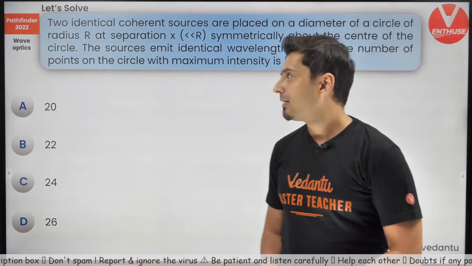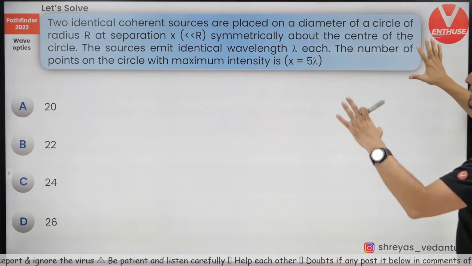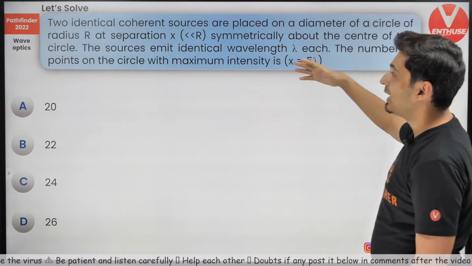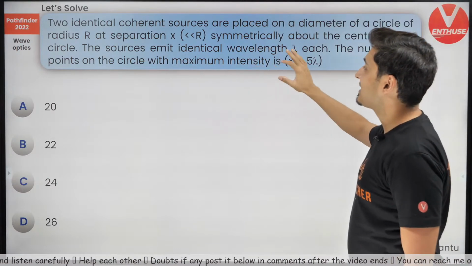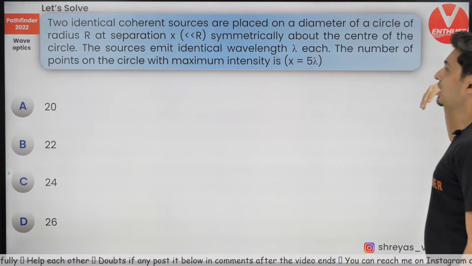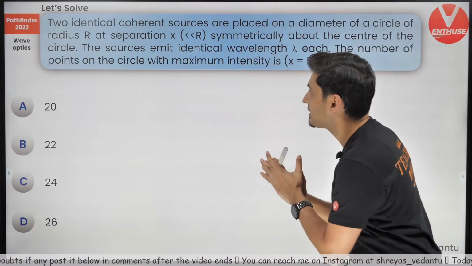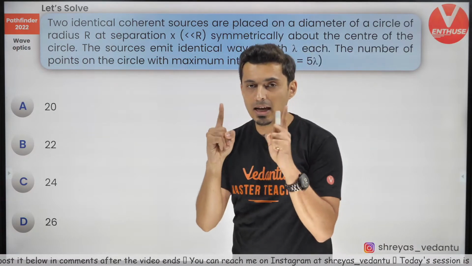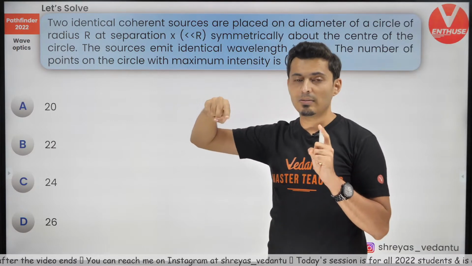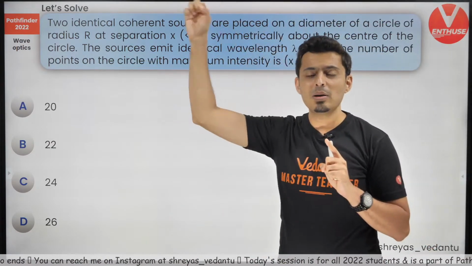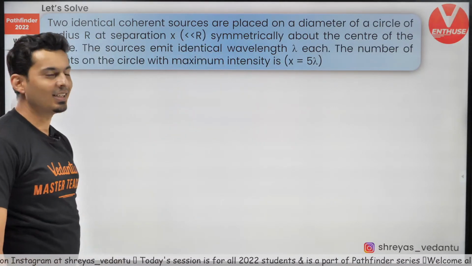So what do we have over here? Wow, this is a question on circles. Two coherent sources are placed on the diameter of a circle of radius r. Separation is given, and the sources emit identical wavelengths each. The number of points on the circle with maximum intensity is. Separation is 5 wavelength, where lambda is the wavelength of light. On that circle, how many places will you get constructive interference, maximum intensity basically?